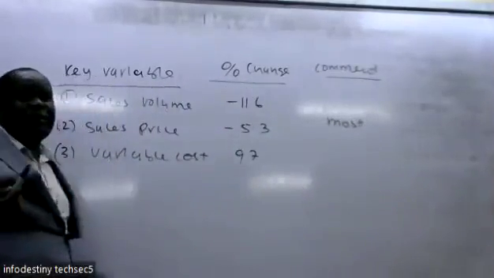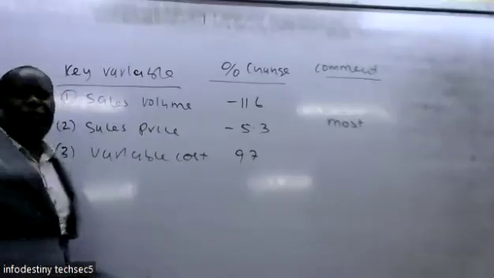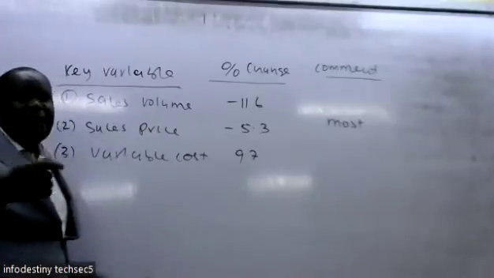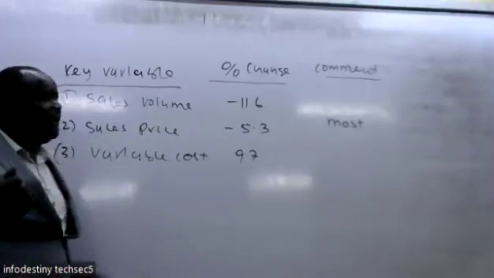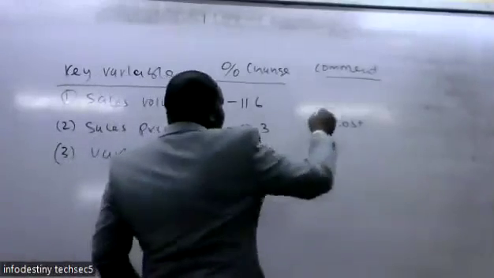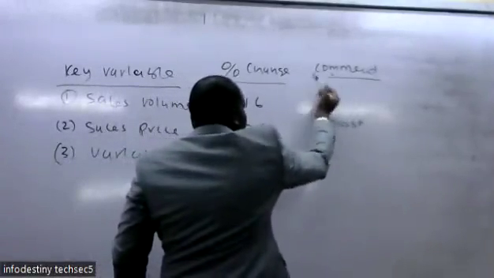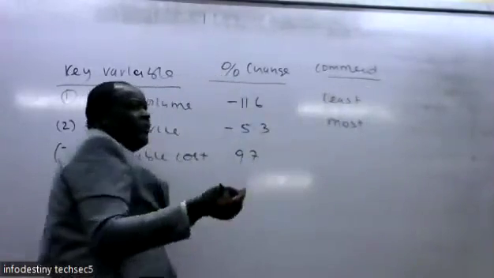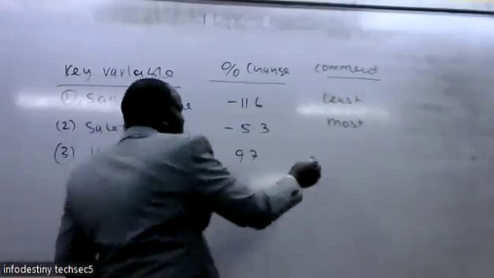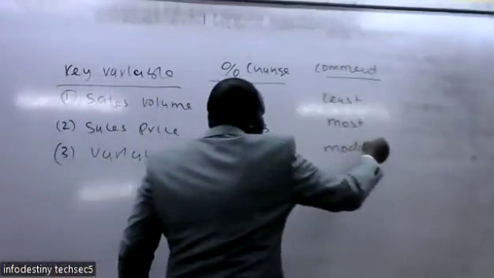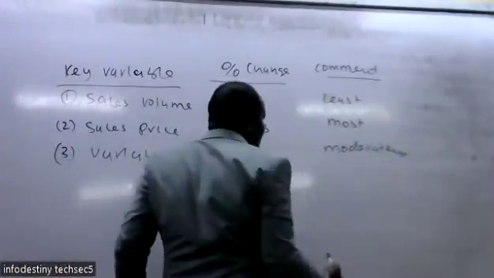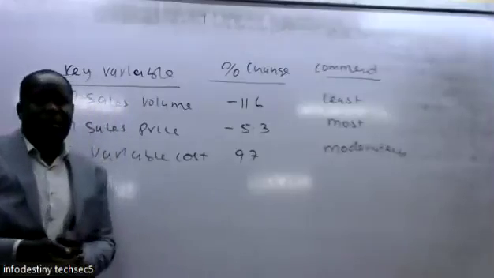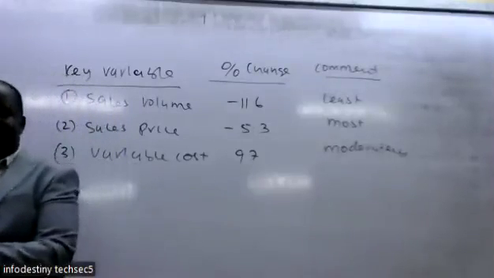It becomes the most sensitive because it requires the smallest change for you to go out of the better decision aspect. Then this one is the least sensitive, because it requires a lot of change. Even if it is negative, it is a very big change. Then this one is moderately sensitive. So that's how we shall be able to comment. So that's now the answer for the question.